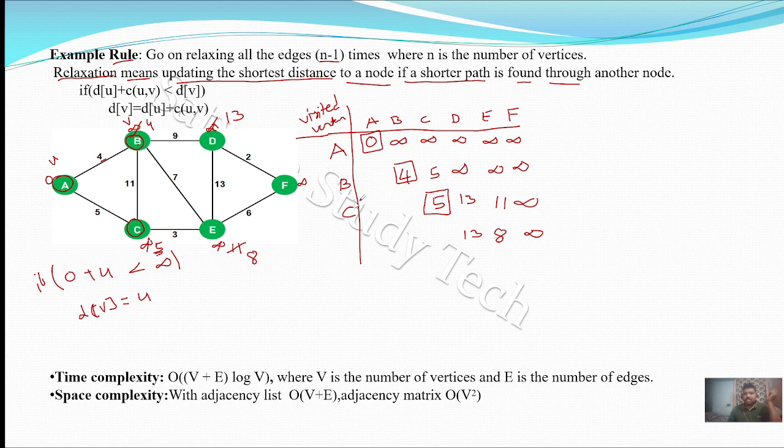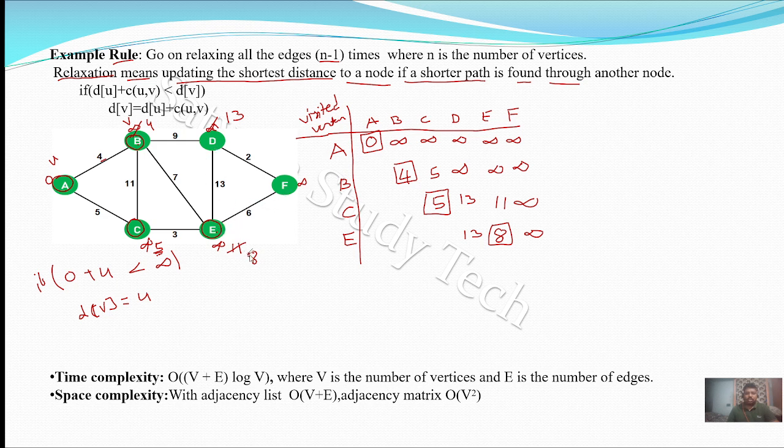The remaining three vertices A, B, C are visited. Now you can choose the vertex with the minimum weight cost. So E is the minimum. Now consider E. E is the visited vertex. Now you have to find the distance from E to the remaining vertices, E to D and E to F.